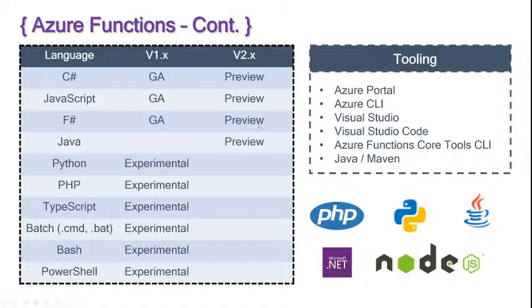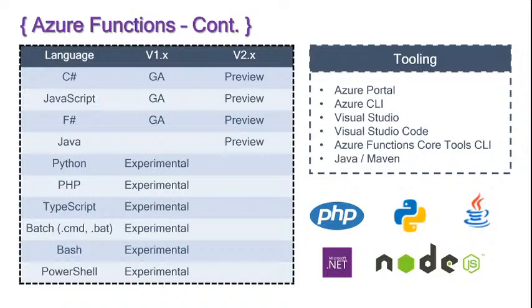Now, as of today, the languages that are generally available in version 1 and version 2, at the time of this recording, are C Sharp, JavaScript, F Sharp, and Java. Currently, there are some experimental ones: Python, PHP, TypeScript. So, depending on the language you are very conversant with or fluent in, there are options for you to create your functions. Then let's talk about tooling.